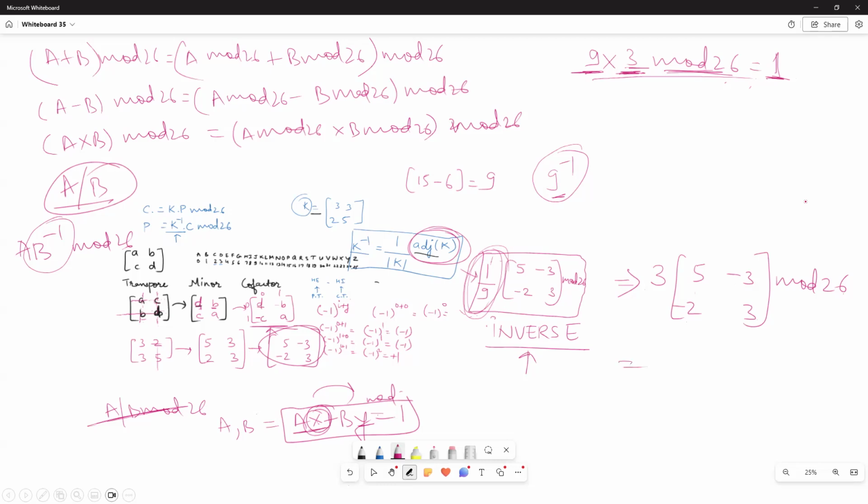So if I solve this, this would be 3 times 5, which is 15, 3 times negative 3, which is negative 9, then 3 times negative 2, negative 6, and 3 times 3, 9, mod 26. So 15 mod 26 is 15. What would be this value? Negative 9 mod 26. Can anyone tell me what that value would be? Negative 9 mod 26.